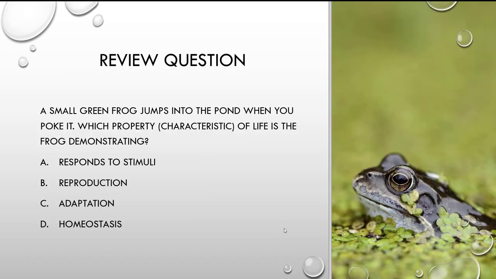All right, so here is a review question for us. A small green frog jumps into the pond when you poke it. Don't poke frogs, that's not very nice. Which property, characteristic of life, is the frog demonstrating? Is it A, response to stimuli, B, reproduction? Don't choose B. I hope the frog is not thinking you're reproducing with it. That would be weird. C, adaptation, or D, homeostasis.